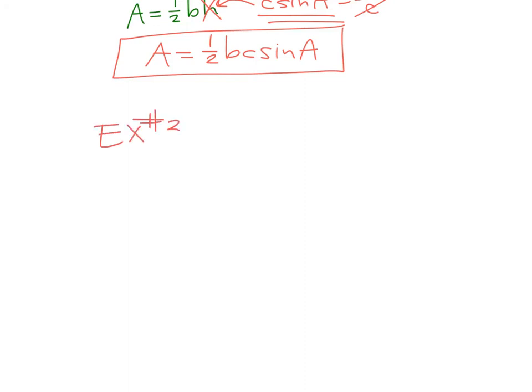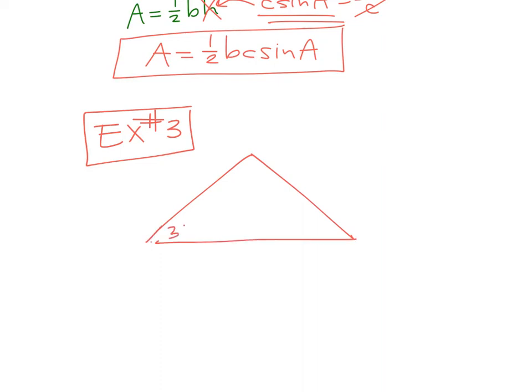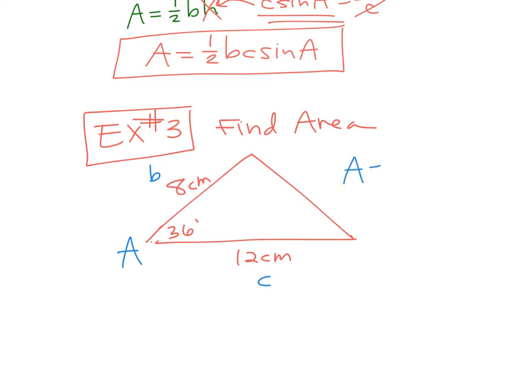Last example here. They're going to give you a triangle that looks like this. This is a 36-degree angle. This is 8. This is 12. And they're going to say find the area. Okay, in this setup, the angle is always the A, and then B and C are interchangeable. So this might be B, and this might be C, or you could flip-flop that, totally fine, but you're just plugging it into the formula, area equals 1/2 BC sine A.